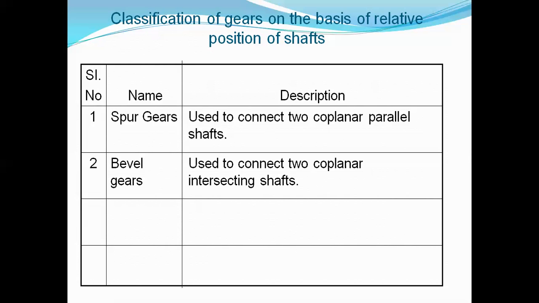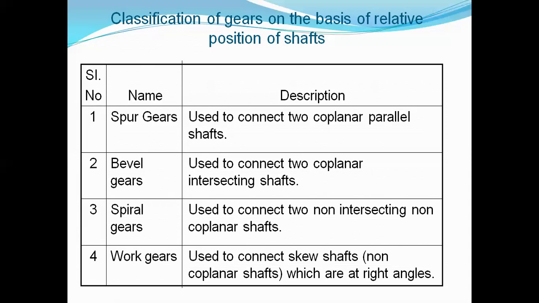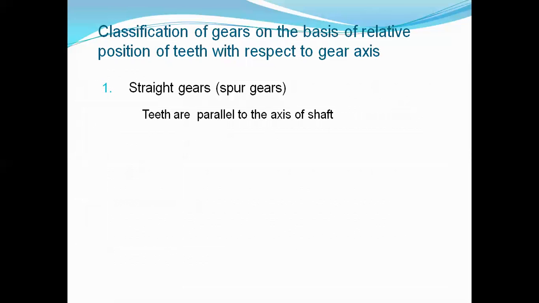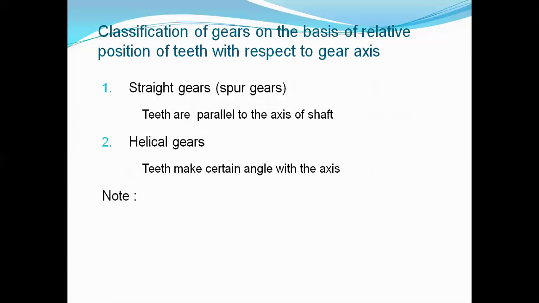Bevel gears are used to connect two coplanar intersecting shafts. Spiral gears are used to connect two non-intersecting, non-coplanar shafts. Worm gears are used to connect screw shafts, that is non-coplanar shafts which are at right angles. Right? You can observe in the diagram various types of gears.